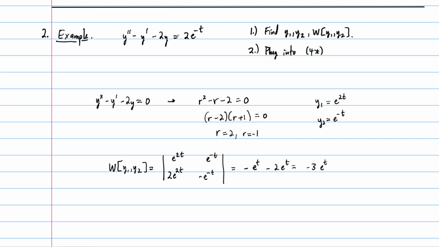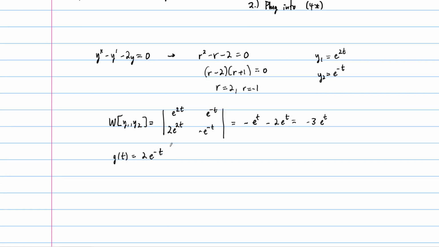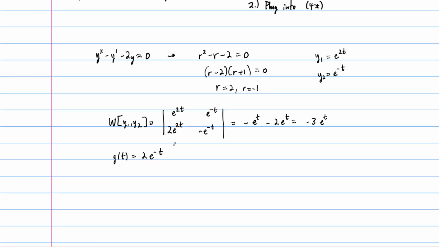Our function g is, of course, this right here, right? 2e to the minus t. So we should write that down. So our function g is 2e to the minus t. And now we can write out our solution. So I'm going to write, because we don't have an initial value problem here, I'm going to write out the integral equation a little bit differently, but not too much differently.